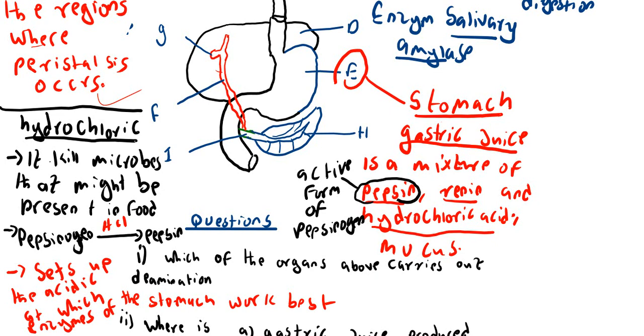What type of food is digested in the stomach? We've got proteins. Here proteins are broken down into peptides.